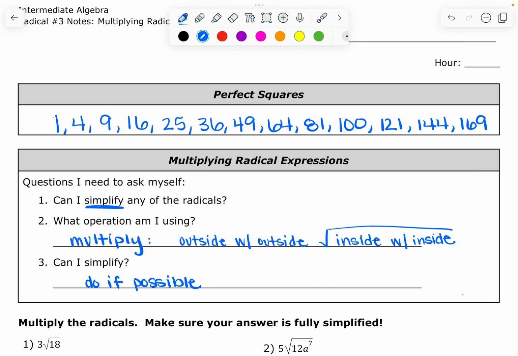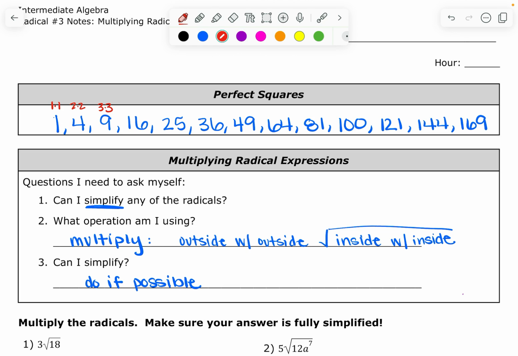All right, let's go ahead and look at some multiplying radicals. At the top of your paper, make sure you always have those perfect squares written. Again, if you can't remember where they're coming from, 1 times 1, 2 times 2, 3 times 3, and so on and so forth, that'll give you that list.